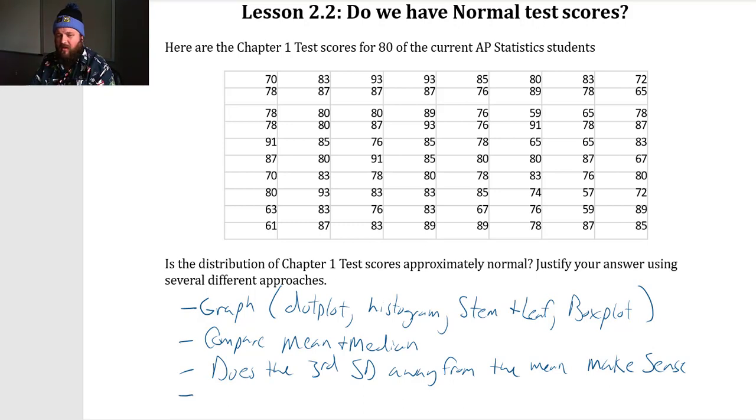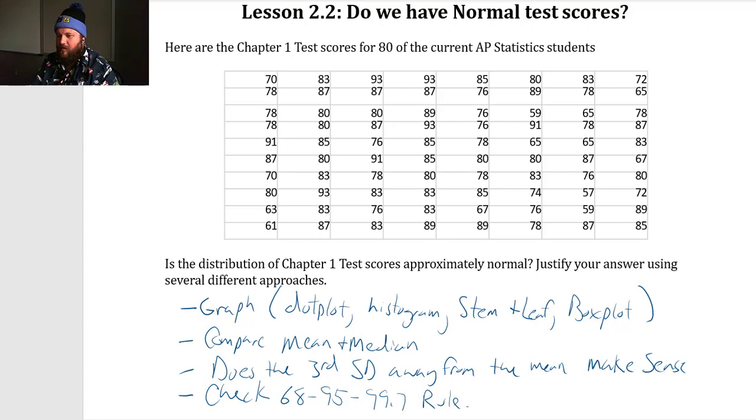And the fourth one you would want to do is check for the 68, 95, or 99.7 rule. Okay? So determine if that all makes sense to where the data values fall within 68%, 95%, 99.7%. Okay? So we're going to check those 4 things out.